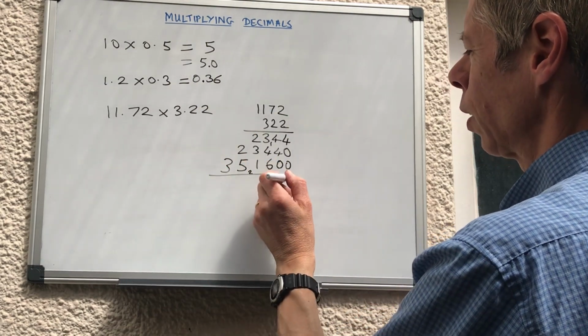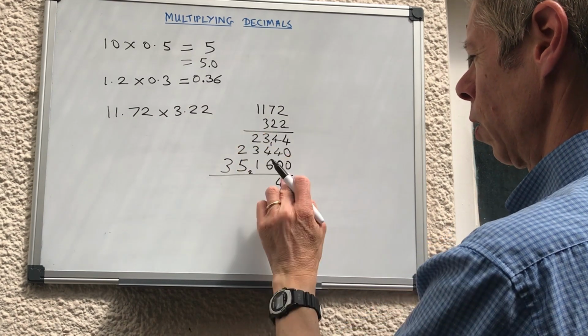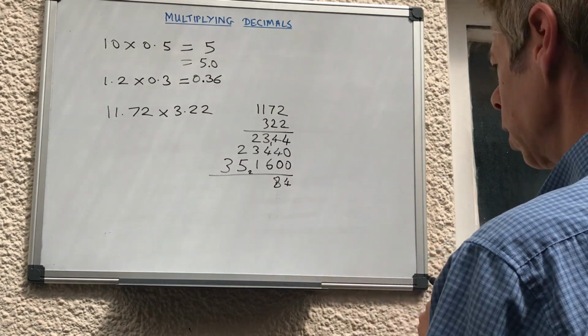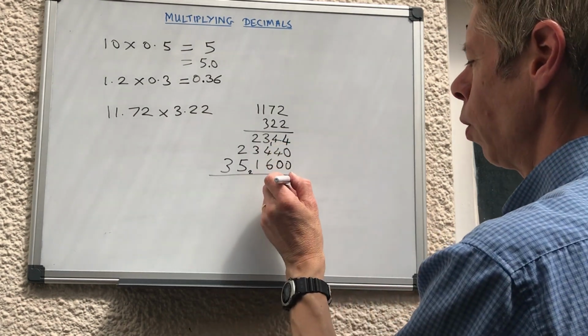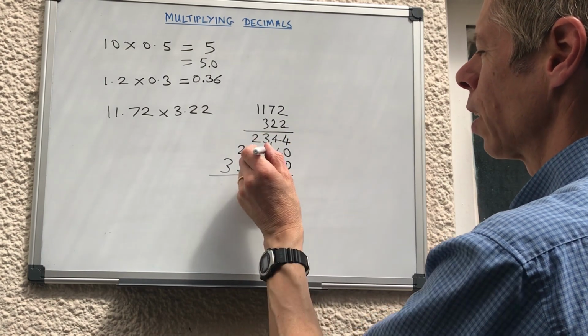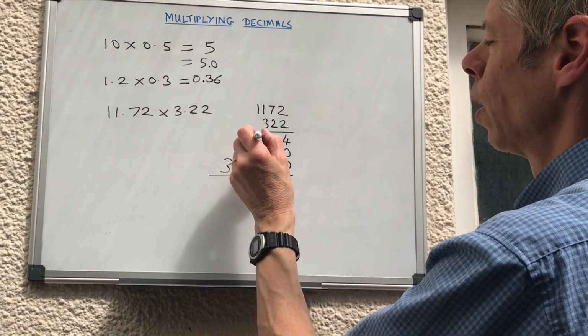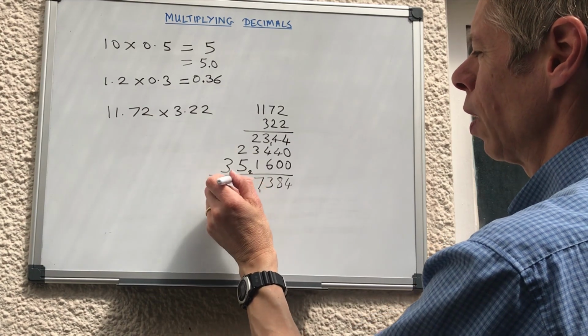Add all that together. 4, 4. So 4, then 8 here. Let's just redo that. So 4 plus 0 is 4. 4 plus 4 plus 0 is 8. 3 plus 4, 7 plus 6 is 13, so carry the 1 there. 5, 6, 7. 2 plus 5 is 7, and then 3.